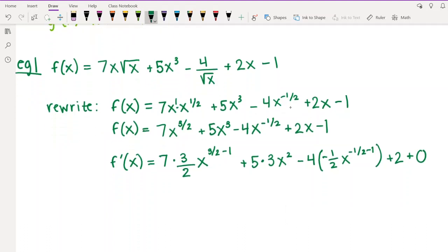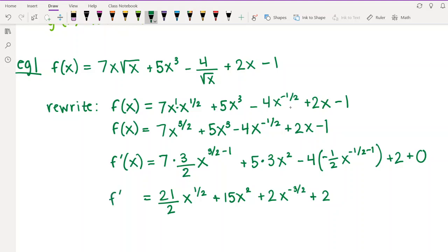Okay, so now let's go through and simplify this. This one here becomes 21 over 2 x to the, so 3/2 minus 1 is going to give you 1/2. Next we have 5 times 3, so that's 15, x squared. Next we have -4 times -1/2, so that's going to become +2. And then the new exponent is going to be -1/2 minus 1, so that's -3/2. And then we have +2.